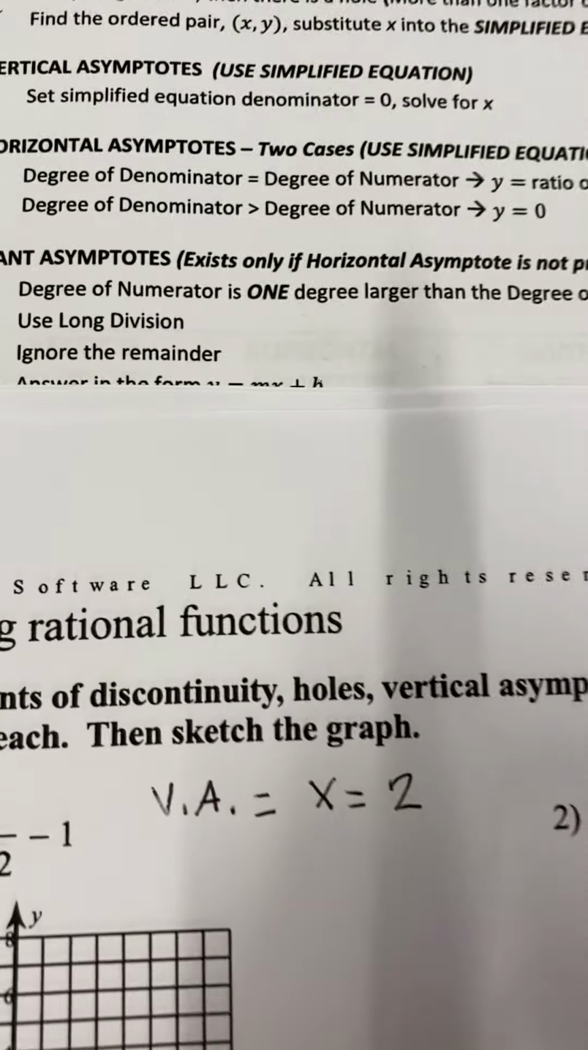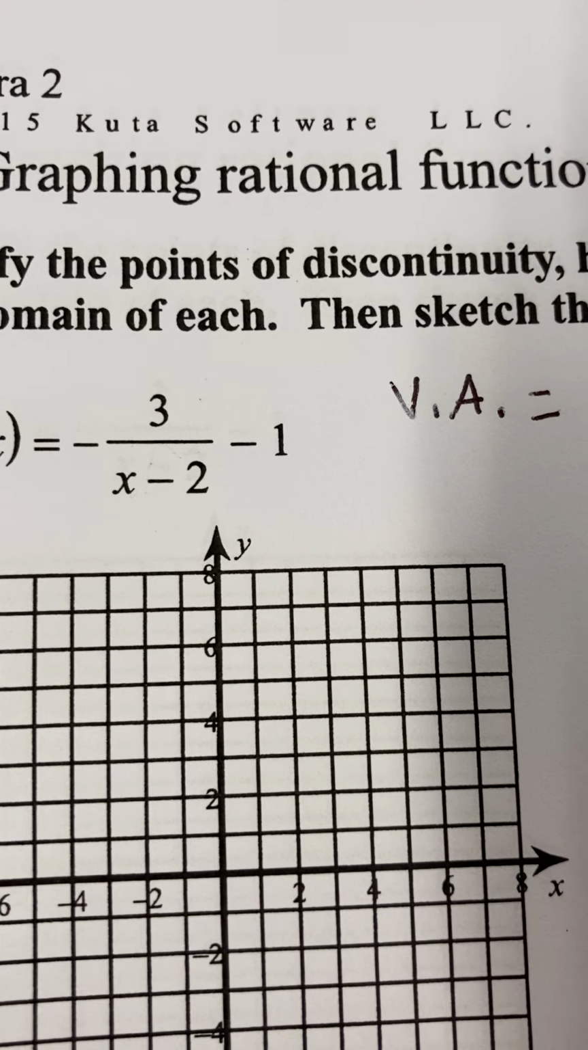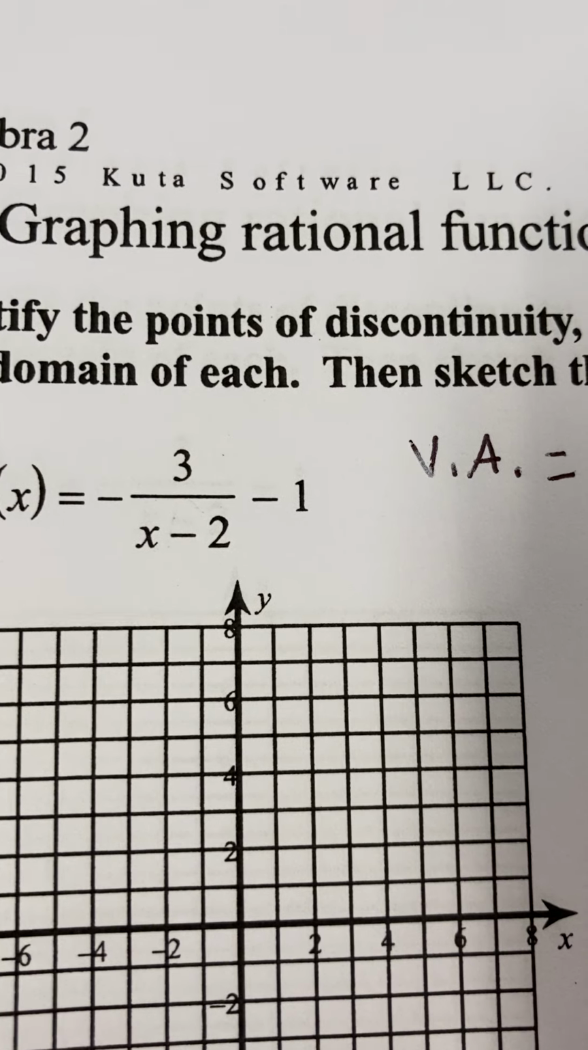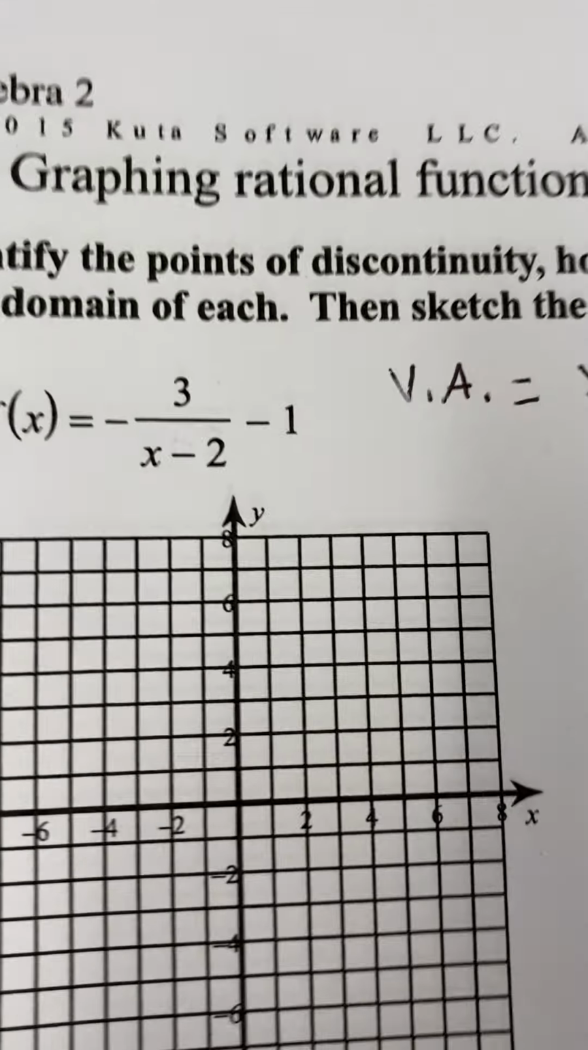Why do we have it at -1? It should be at y equals -1. Okay. And then we need to find, let me come back to that, we need to find our x-intercepts and our y-intercepts.